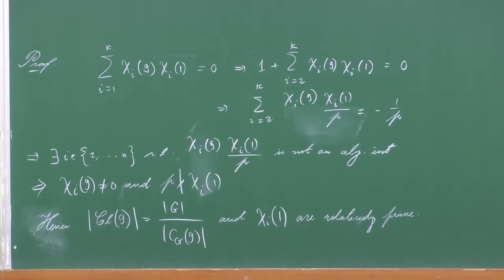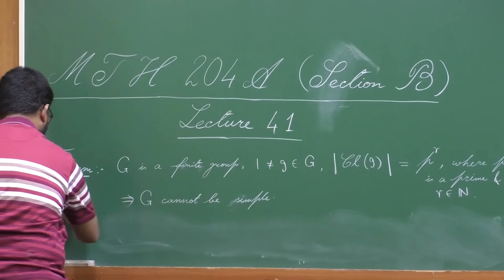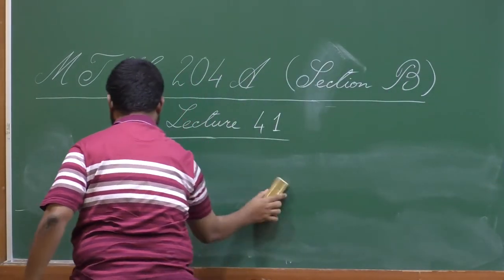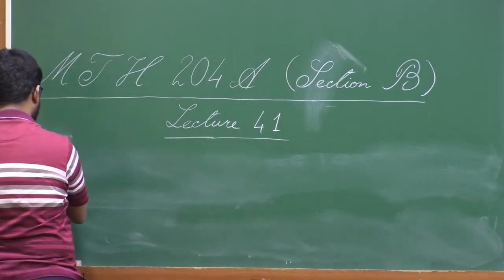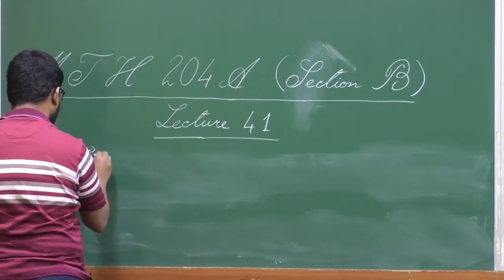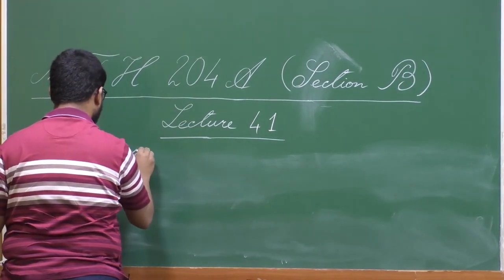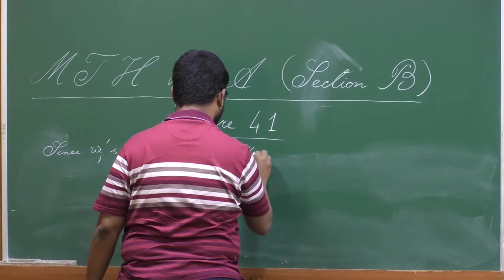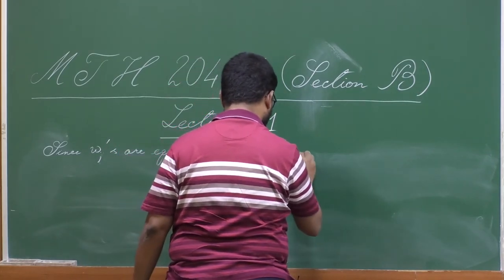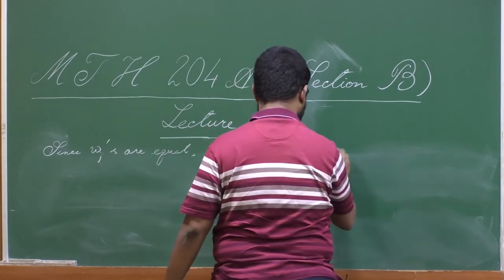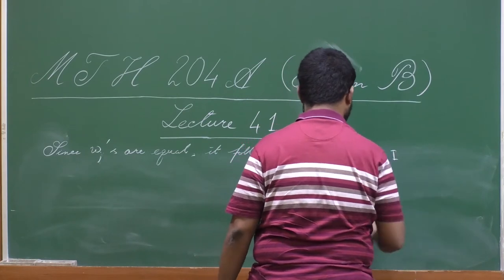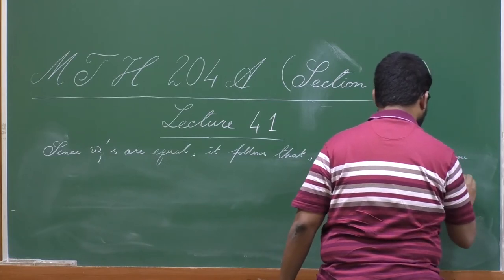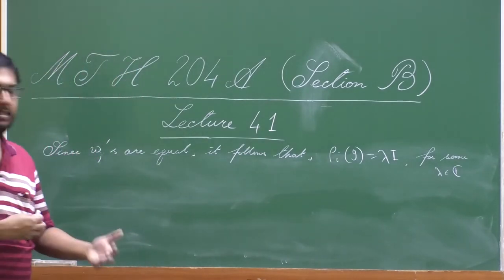I think the proof is almost over. Also erase the statement as well. So, since the W_i's are equal, it follows that rho_ij equals lambda times identity for some lambda in C. In fact, lambda will be like any w_j because they are all equal.